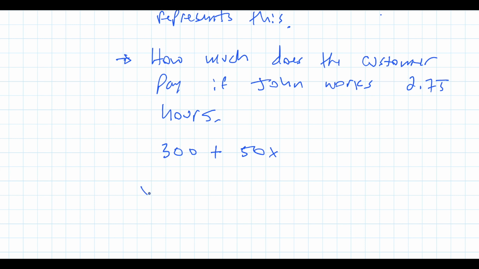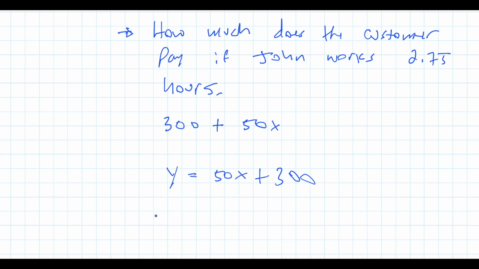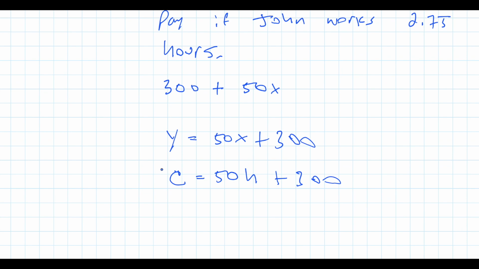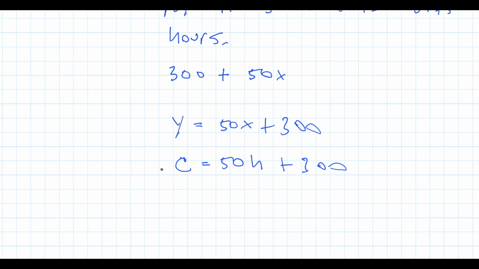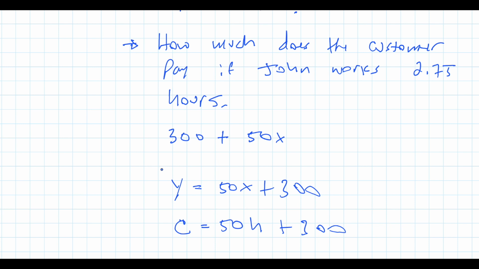Okay. Cool. That's basically it. But what they want is y. Technically, they want this. Well, actually, I'll do it the first way. So y equals 50x plus 300. But you'll see stuff like this all the time, like charge equals 50h plus 300. That's the hours. That's how much you charge. Right?